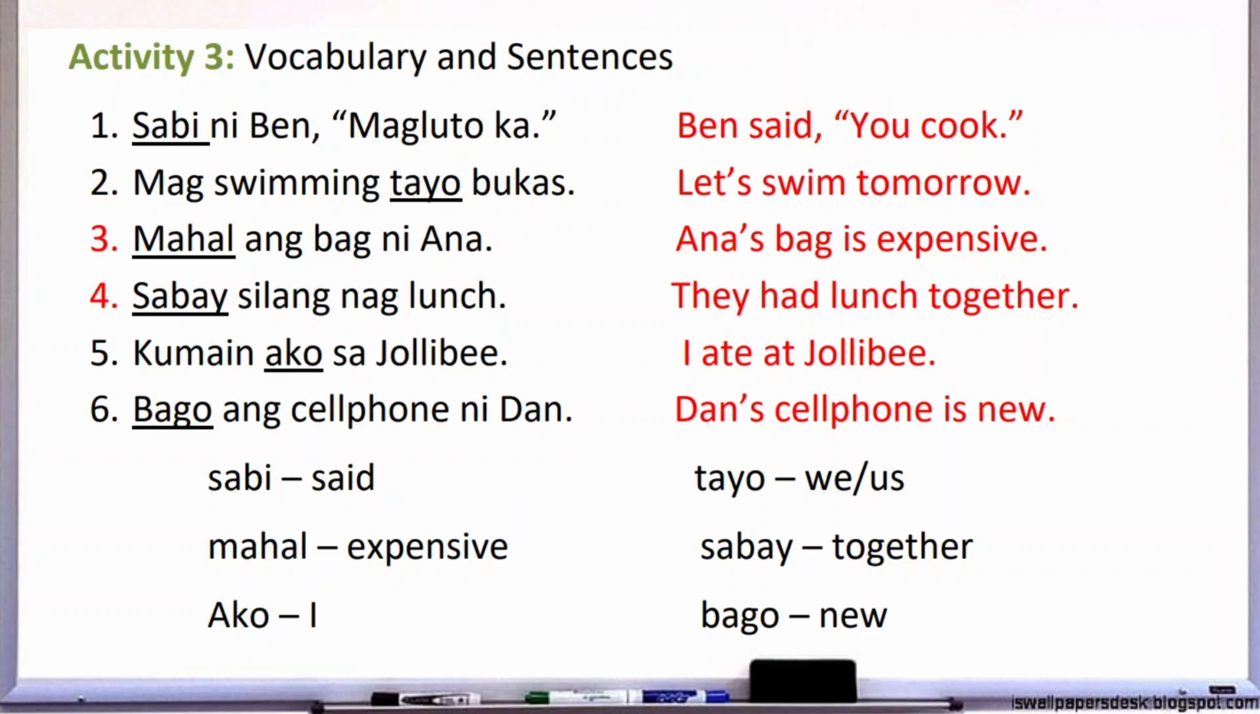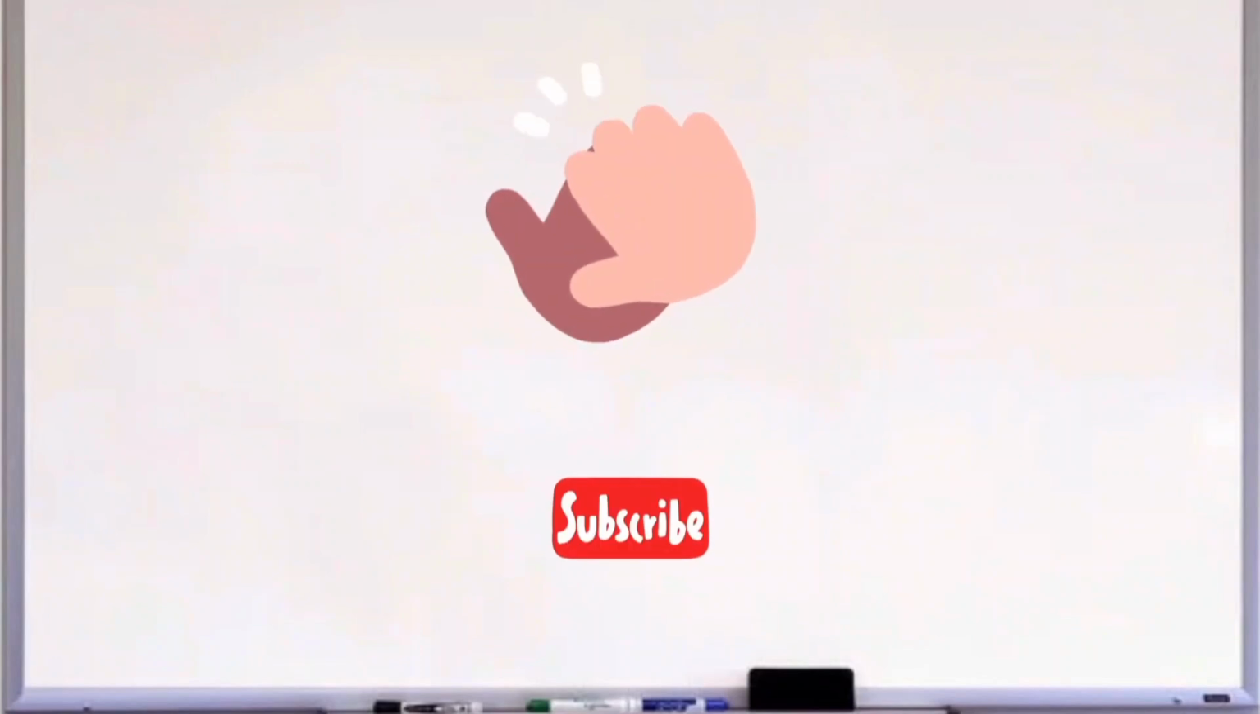I hope with all the vocabulary words that you learned from the previous lessons, you would be able to easily translate Tagalog sentences into English sentences already. I'm just giving you these simple sentences, and then I just recycled some of the words, or maybe most of the words from the previous lessons that we had. And that is all for today.